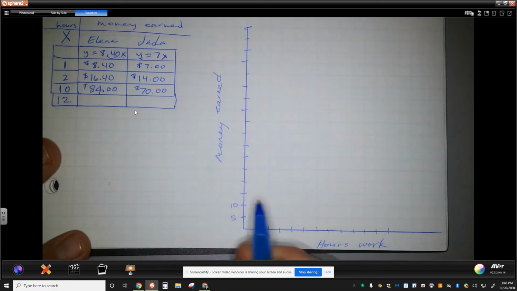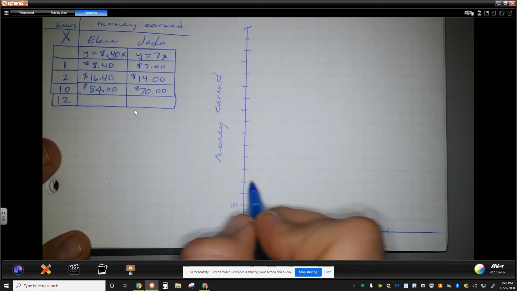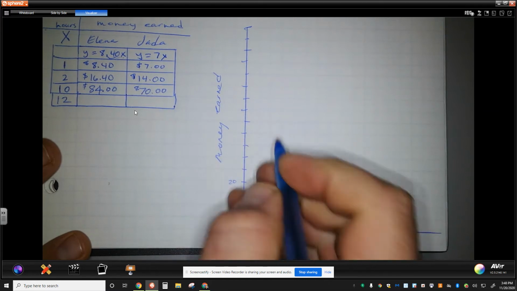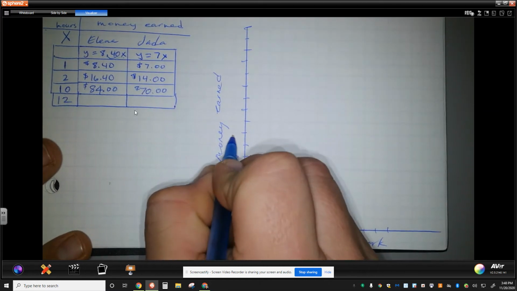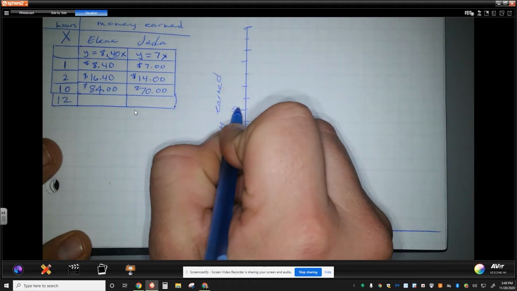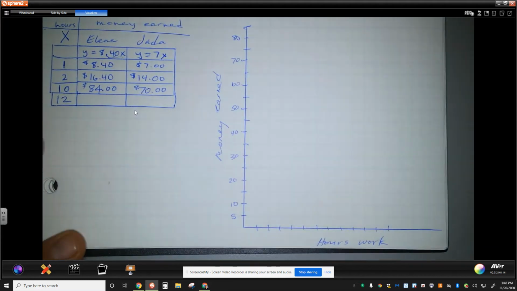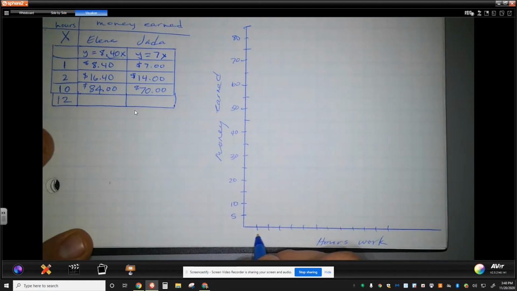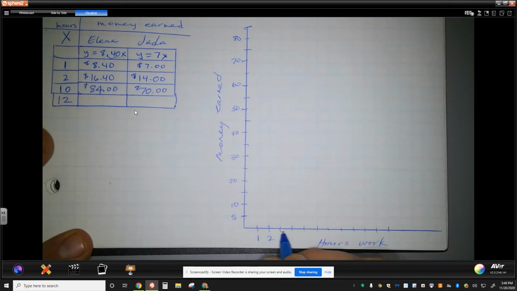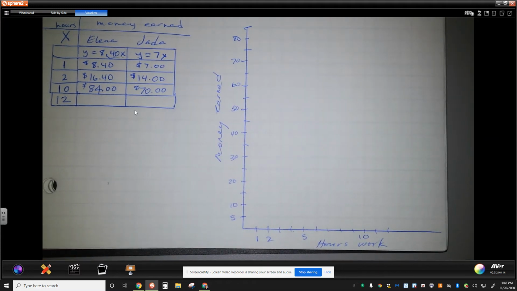But here's a little secret. You don't have to write the labels on every single one. If you just get it started here, we can call it 30, 40, 50, 60, 70, 80. And here on the bottom, we counted all these by 1, 2, 3, 4, 5, 6, 7, 8, 9, 10. And then we just go ahead and start graphing.